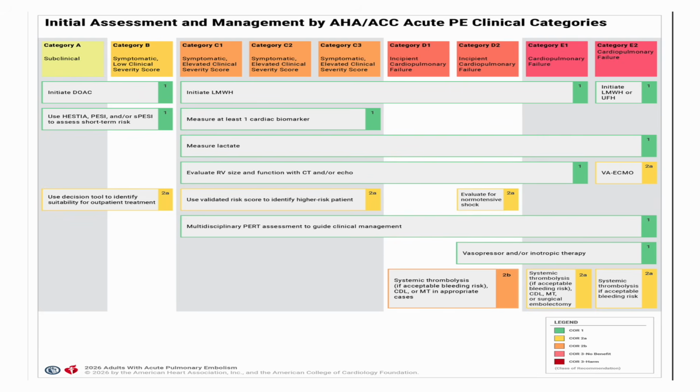So, coming to another very, very important flow chart from the guideline paper: what do we do now, and how do we manage our patient once we have these clinical categories?